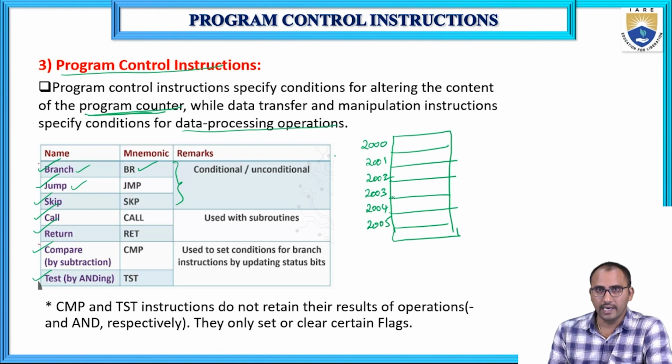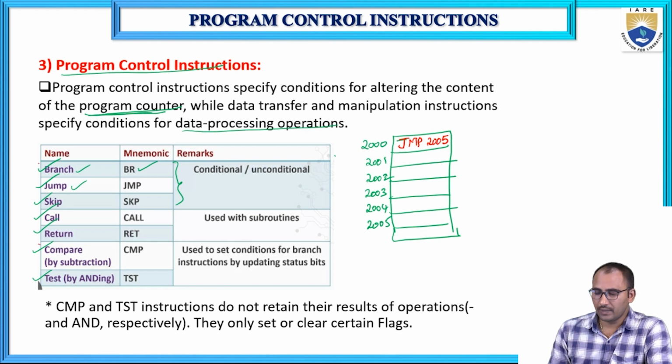So let us assume in the 2000 location, we have a jump instruction. So let me write with red. Okay, so this is jump, jump 2005. So in the 2000 location we have the instruction jump 2005.